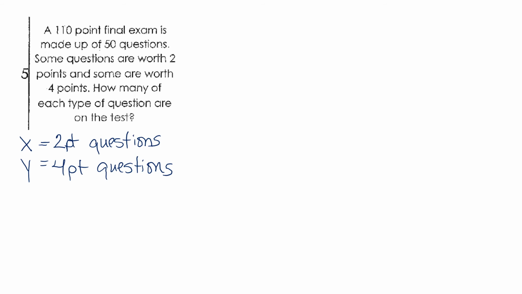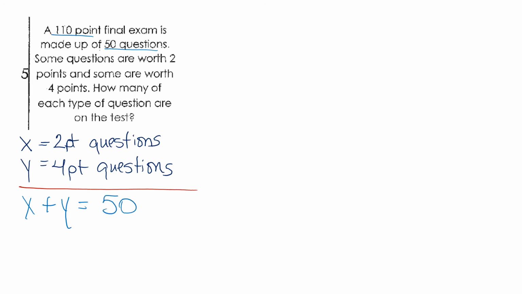Now, when we get ready to write our equations here, you've got to think it's talking about number of points, and it's also talking about number of questions. So when you make your equation, you need to be comparing questions added to equal question answers, points added to equal point values. So I have 2 types of questions. I have 2 points and 4 points. So x plus y is going to give me the total number of questions, which is 50 questions.